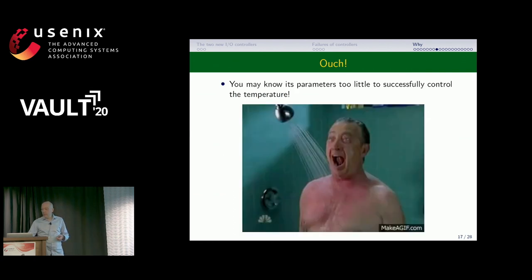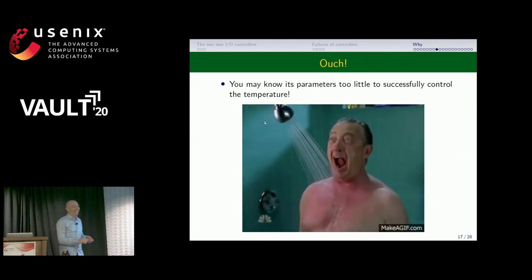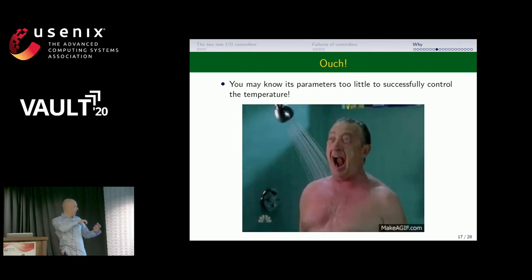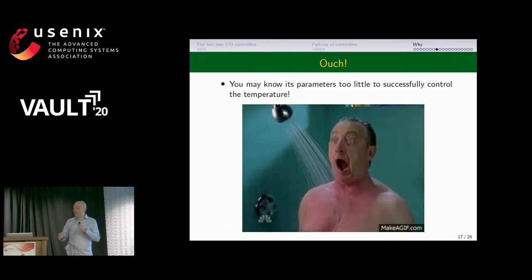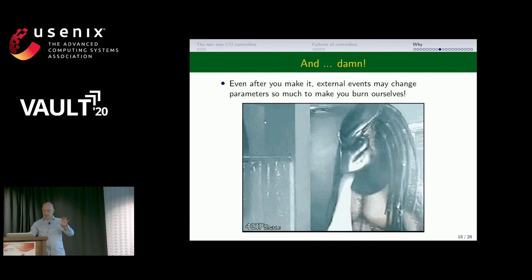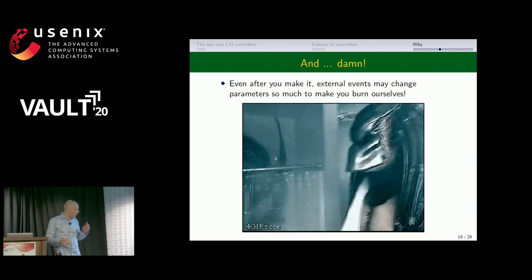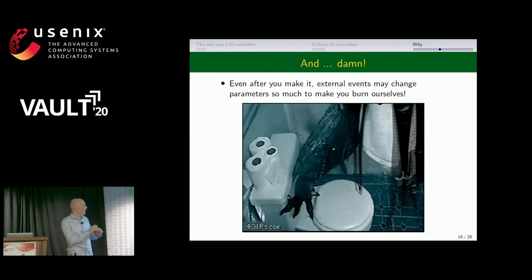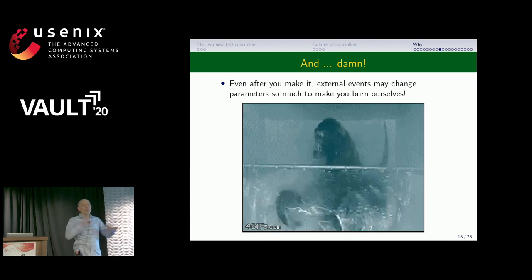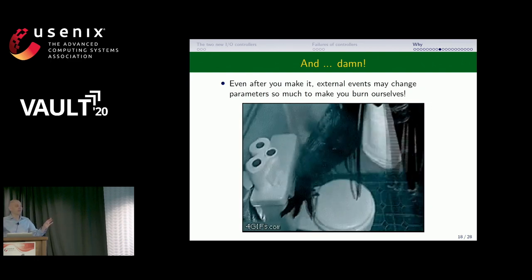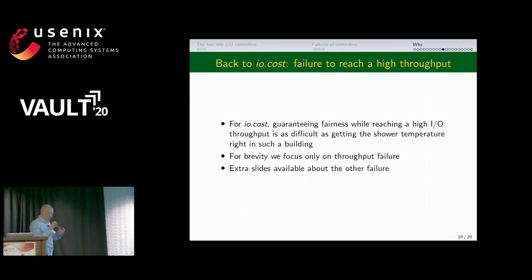And especially at the beginning, when you don't know the system at all, probably you risk getting burned or having the water too cold. But even after you got control of your system, so you are happy with the temperature, something may happen externally. And so the parameters of the system may change externally, so you could get burned even if you haven't touched anything. So I hope I gave you the intuition.